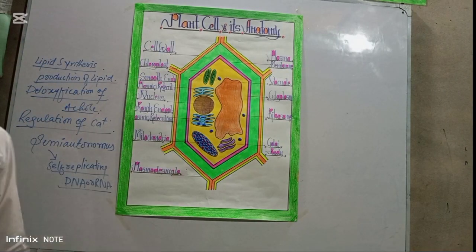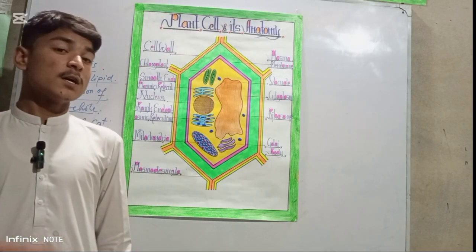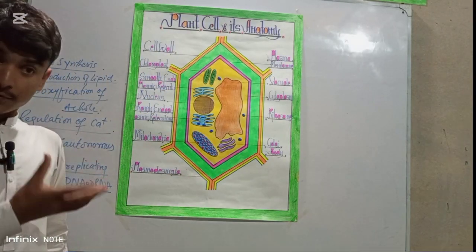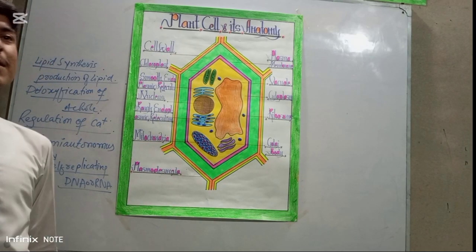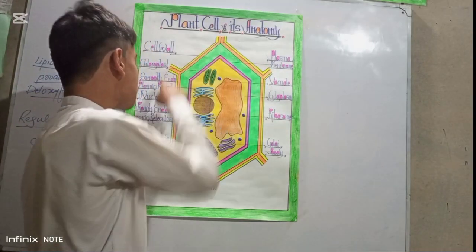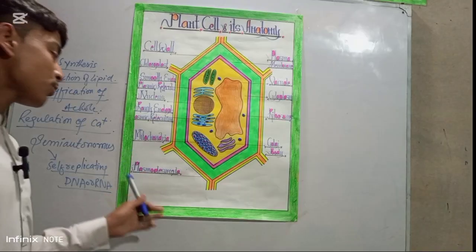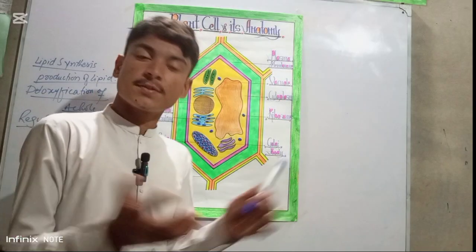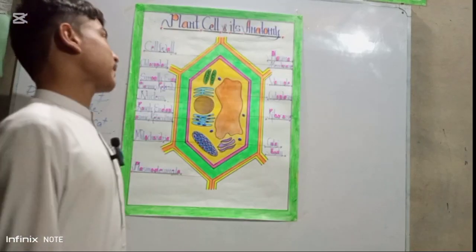The cell wall has different functions, like providing protection, support, and transport. It is a tough and rigid layer. How does it transport? It transports through the plasmodesmata. These are tube-like structures, and these tubes help in the transport of materials between the cells. That's why these tubes are known as plasmodesmata.